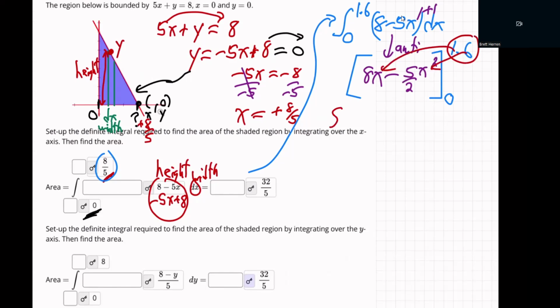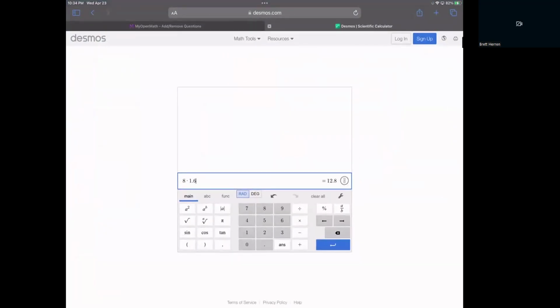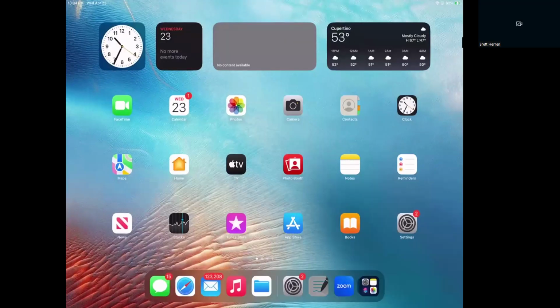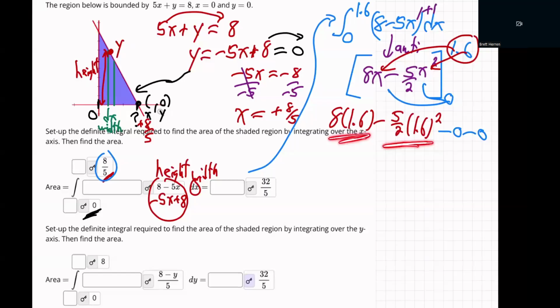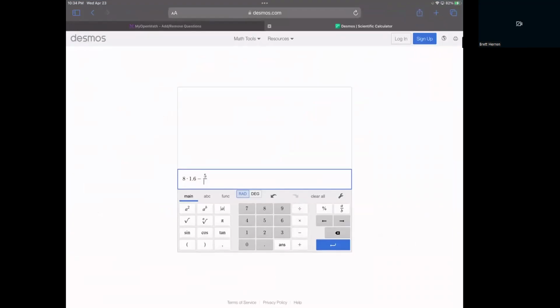So if I plug in 1.6 there and there, I'm going to get 8 times 1.6 minus 5 halves times 1.6 squared. And then you plug in 0, boom, boom, you're going to get minus 0, minus 0. It's not going to do anything. So 8 times 1.6, let's go to Desmos. 8 times 1.6, so we're right here. 8 times 1.6 minus 5 halves times 1.6 squared equals 6.4.